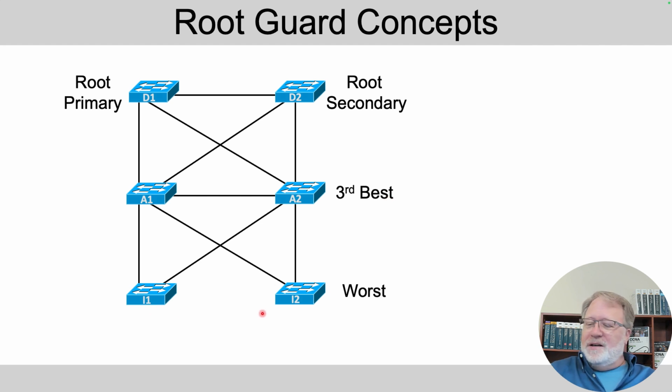And then I1 and I2, think of the I for inferior. They are the worst. In fact, they're so bad that we might even give them a worse or higher priority than these switches in the middle to just absolutely make sure they're worse. We just don't want them to be root. We want all the traffic to be funneled up toward the root switch D1.